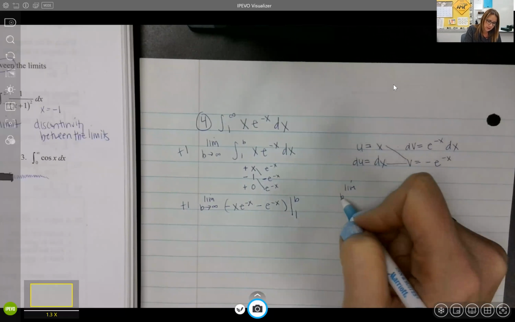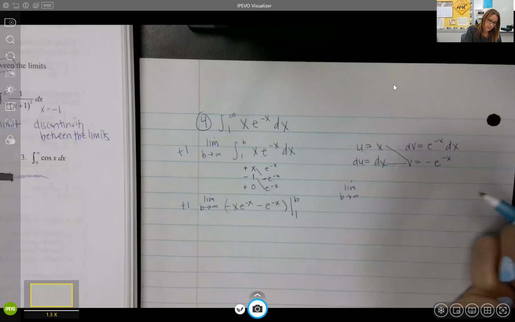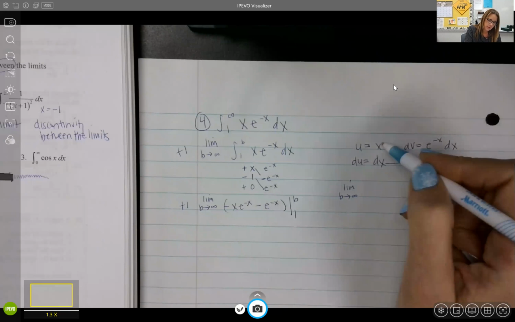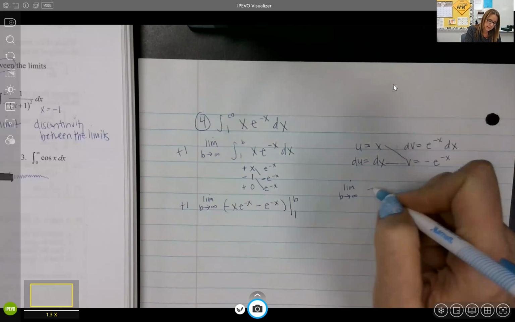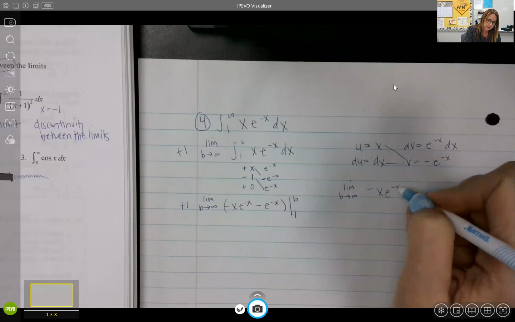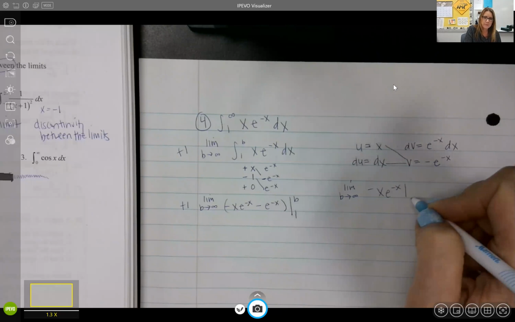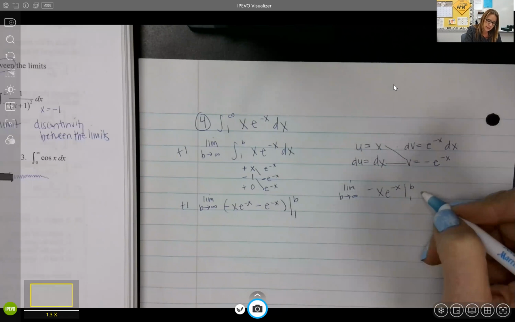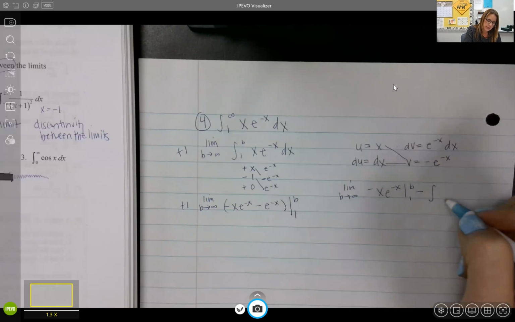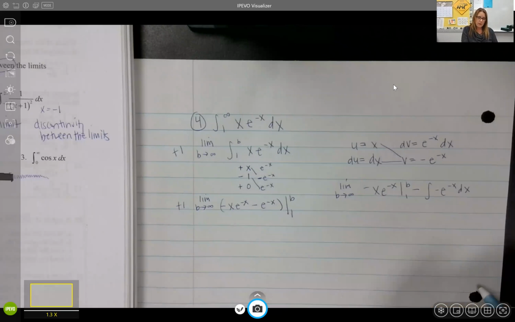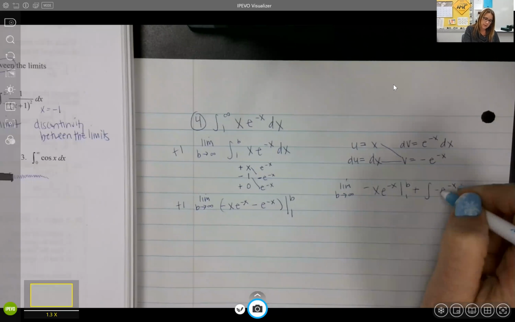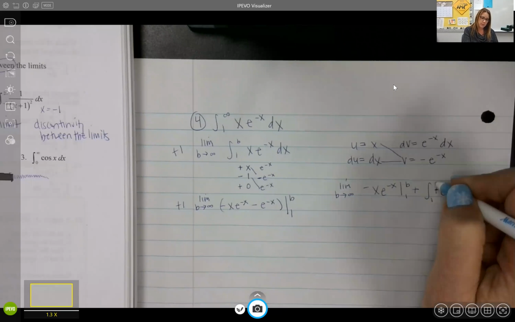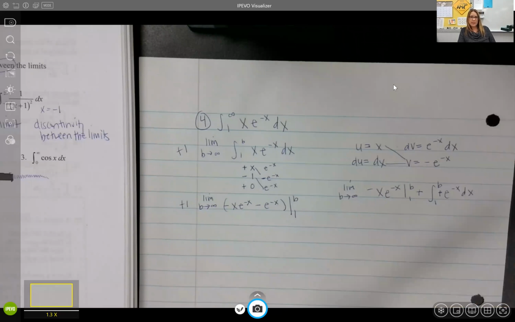So I'm going to say the limit as b approaches infinity. And we're going to set that u times v, so negative x e to the negative x. And that's evaluated from 1 to b. Okay? And then it's minus the integral of negative e to the negative x dx. And this is going to cancel out and give us a positive from 1 to b. So this would be the second step when you do integration by parts.